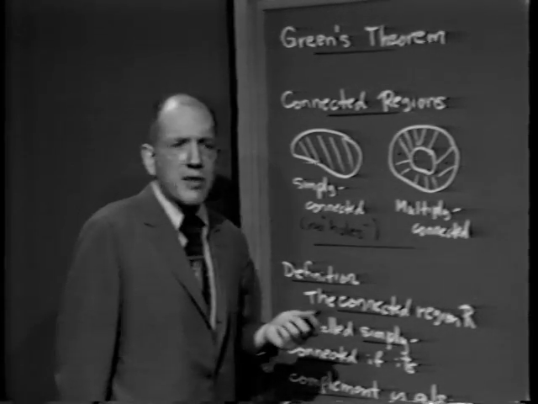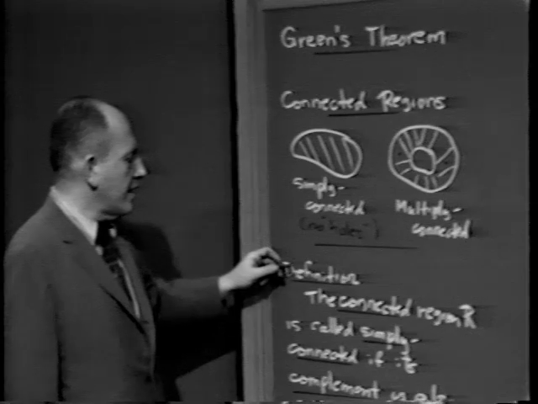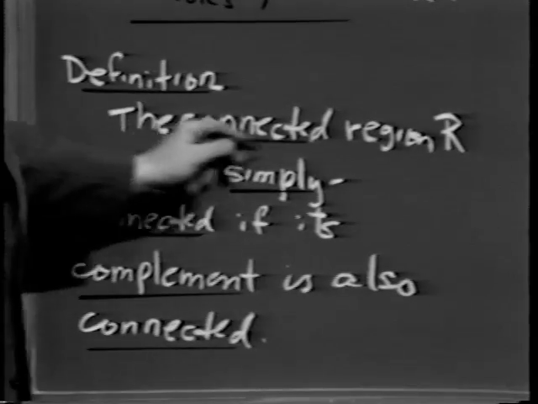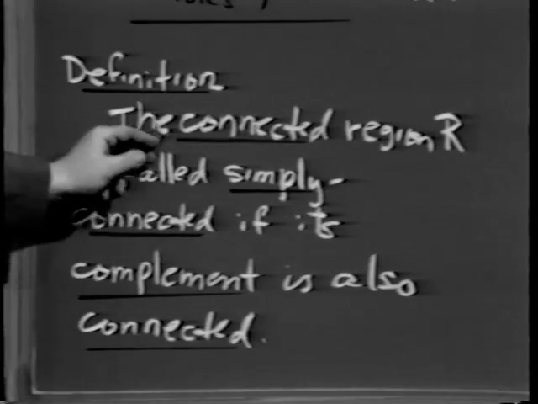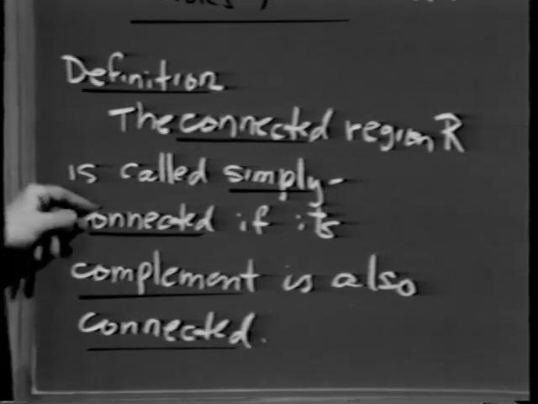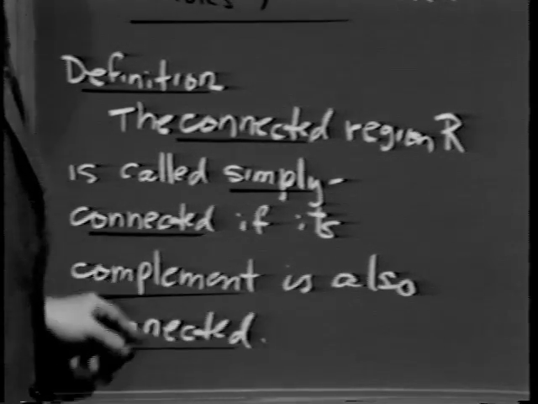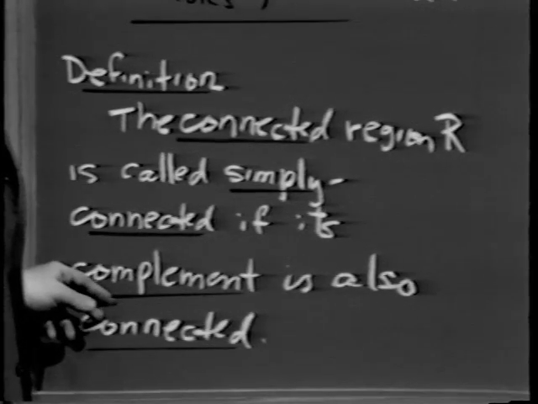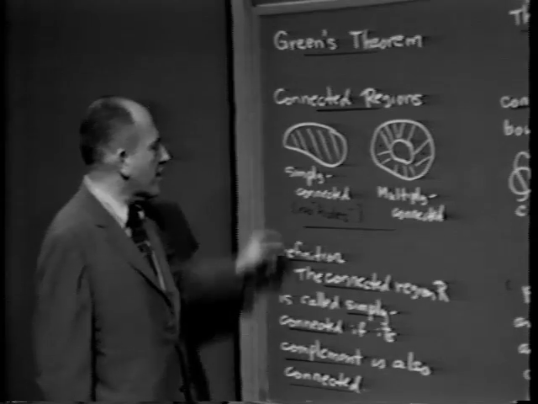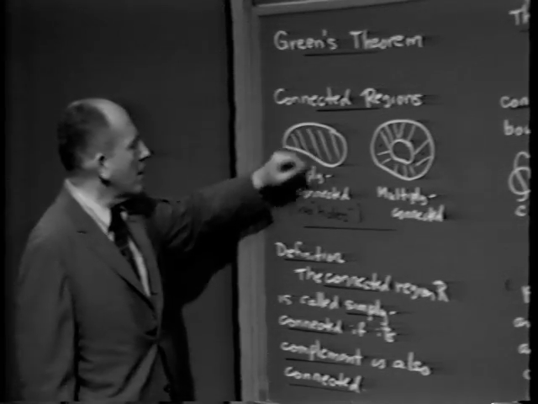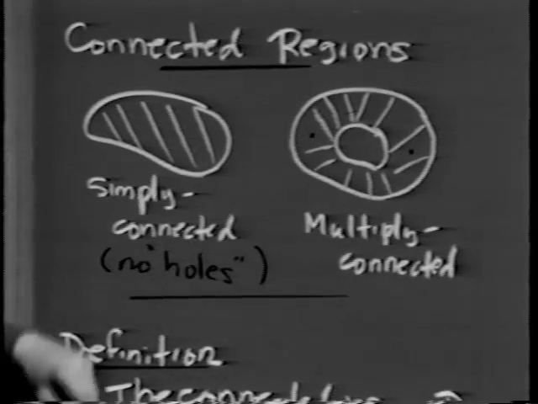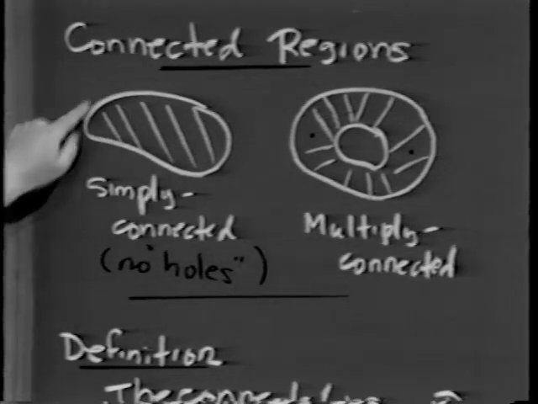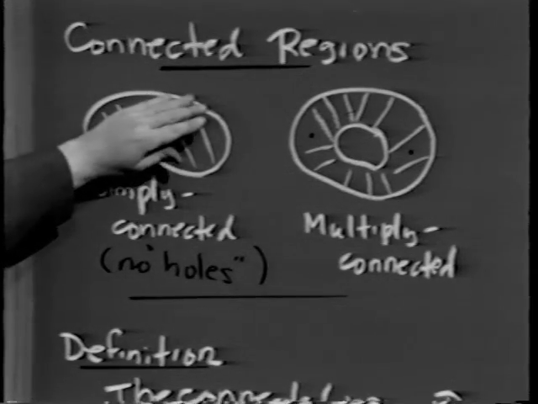The more rigorous mathematical definition of a simply connected region is the following. The connected region, and it has to be connected before you talk about simply connected. You see, the connected region R is called simply connected if its complement is also connected. Remember, the complement is the portion of space left when the particular region is deleted. For example, here we have a simply connected region. Notice that the complement of this region would be, for example, the entire blackboard with this piece missing, and the entire blackboard with this piece missing is still a connected region.